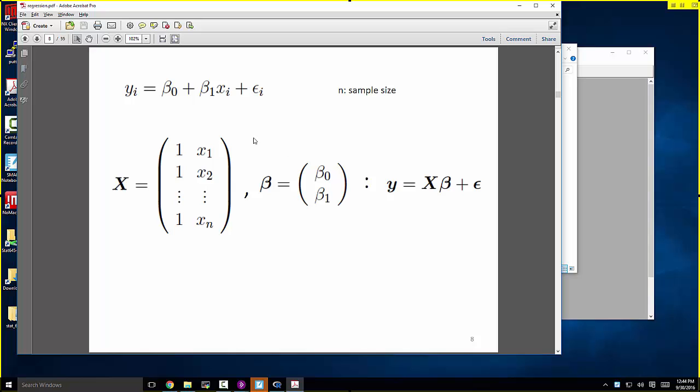The ith element of that will be the ith row of x dot producted with beta, the vector. For example, the first entry of x beta will be 1 times beta 0 plus x1 times beta 1. And then the second element will be 1 times beta 0 plus x2 times beta 1, and so on.